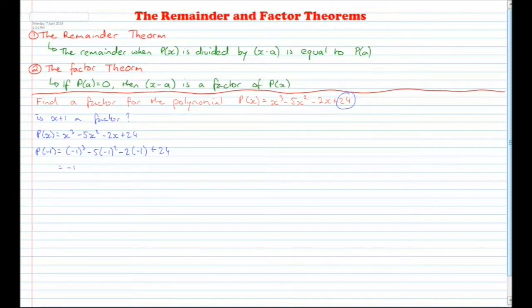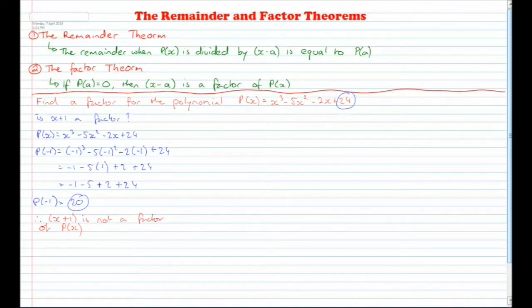Alright, negative 1 cubed is negative 1. Negative 1 squared, well that's going to be negative 5 times 1. Minus 2 times negative 1 is positive 2 plus 24. Negative 1 minus 5 times 1, well that's going to be negative 1 minus 5 plus 2 plus 24. Which gets us negative 6 plus 2 is negative 4 plus 24 is 20. So because p of negative 1 is equal to 20, we know that there is actually a remainder. And if there is a remainder, therefore it is not a factor. Therefore, x plus 1 is not a factor of p of x.